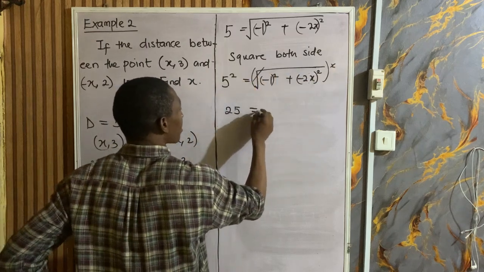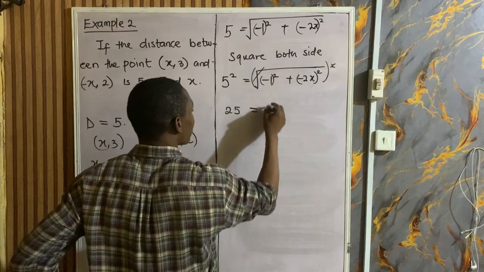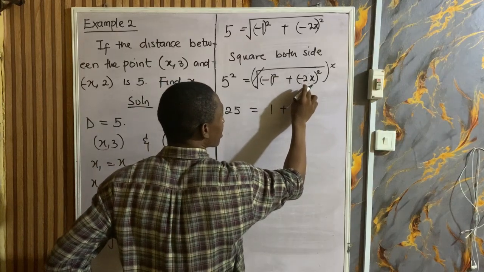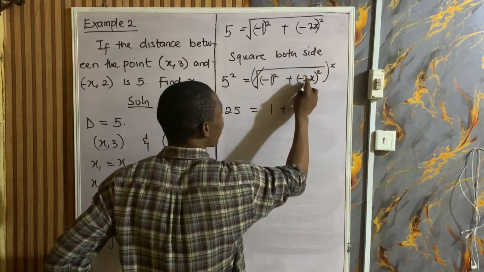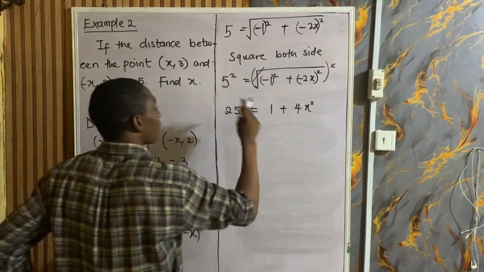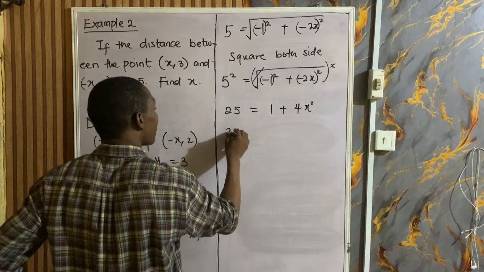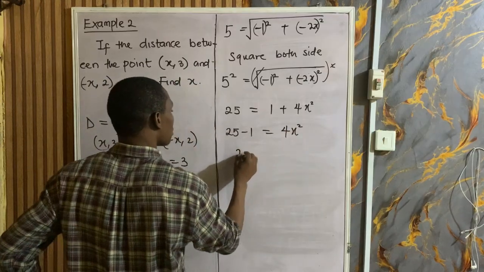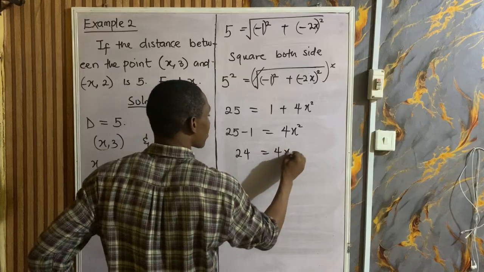So we are left with minus 1 squared, which will give us 1, plus, if you square minus 2x, you will get square of minus 2 is 4, and square of x is x squared. So here, I'm going to bring this one here. That's 25 minus 1 is equal to 4x squared.